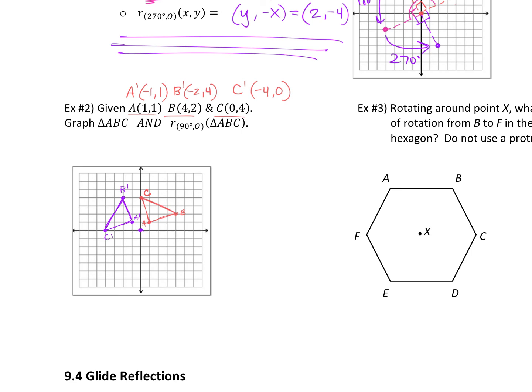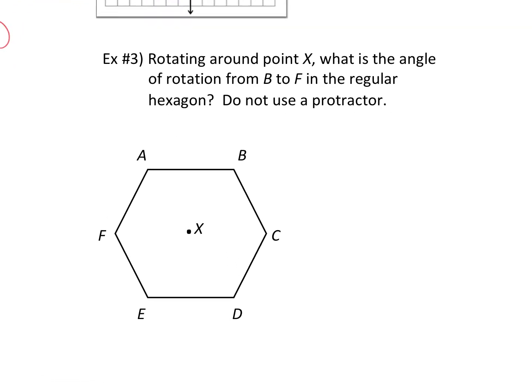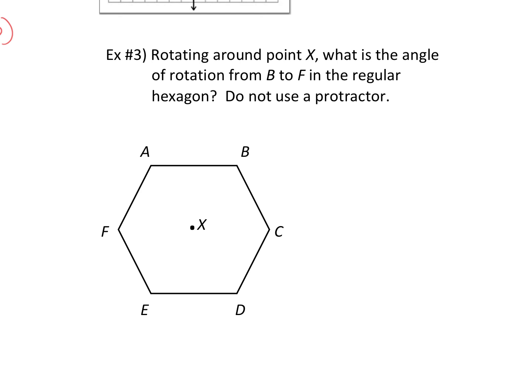Okay, last thing, and this one gets done wrong. This one is on the quiz or test, and it gets done wrong a lot because people try to measure it with a protractor. You cannot measure this with a protractor, okay? It says rotating around point X, so point X is your point of rotation. What is the angle of rotation from B to F in the regular hexagon? Okay, it's a regular hexagon. I'm starting at B, and I'm going to F.